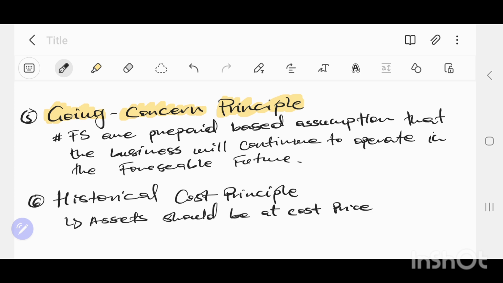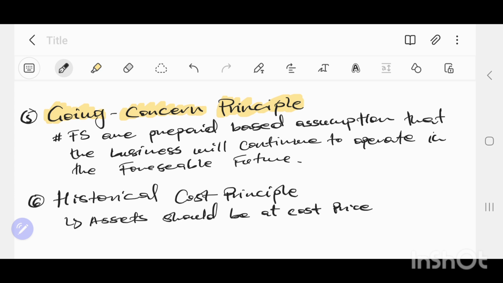So if you buy, for an example, land today for 1 million, and maybe the people who do valuations tell you that this land after 5 years is going to be worth maybe 1.5 million, the amount that you record is the historical amount, which is the amount at which the land was bought, which is 1 million. And so that's basically what the historical cost principle means.